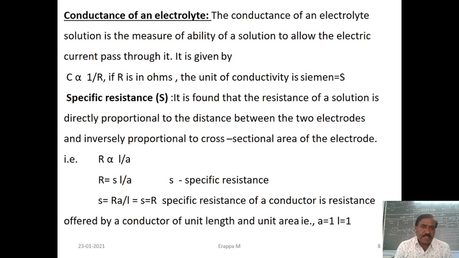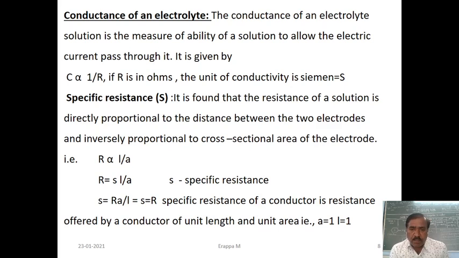Next, another definition is specific resistance. This is also rho or S. It is found that resistance of a solution is directly proportional to the distance between the two electrodes and inversely proportional to the area of cross section of the electrode. That is, R is proportional to L by A. So remove the proportionality constant. R is equal to S into L by A, where S is specific resistance. Then S is equal to RA by L.